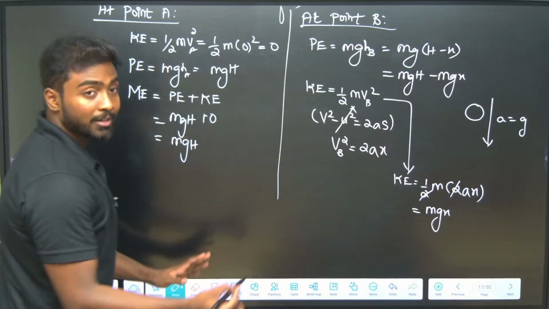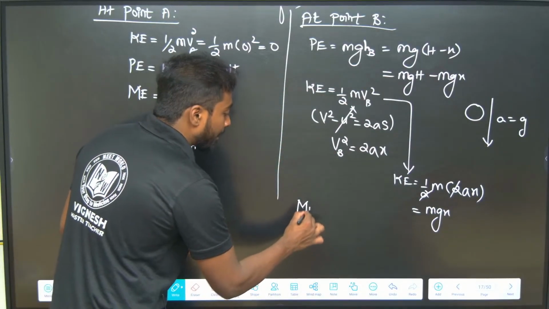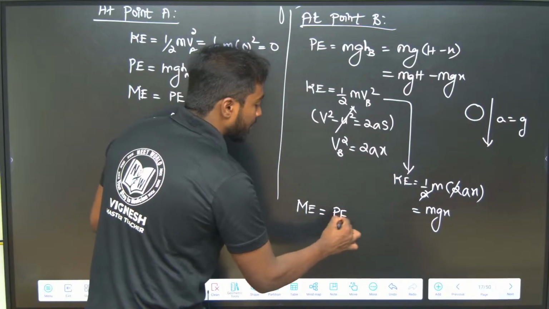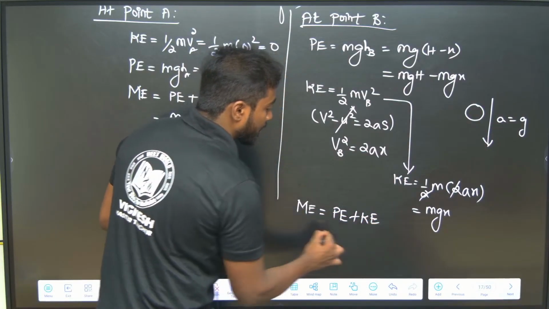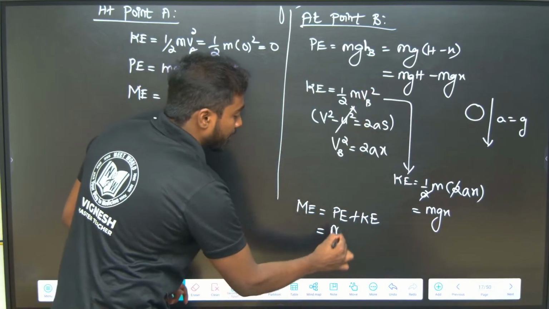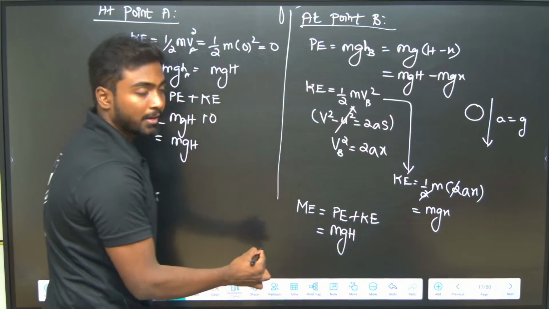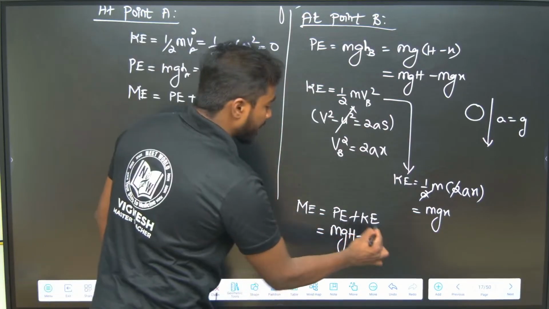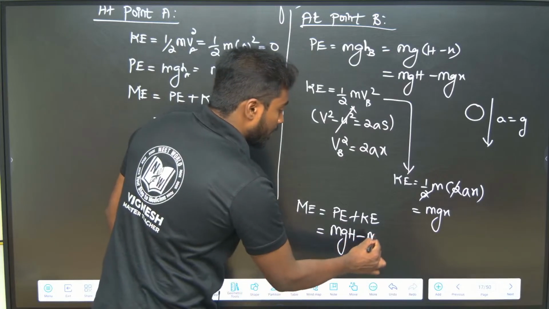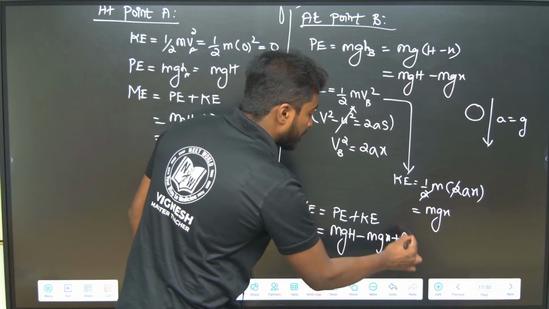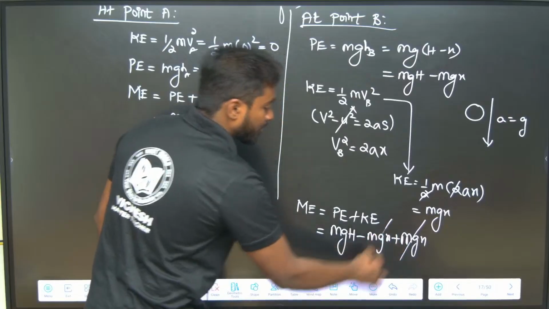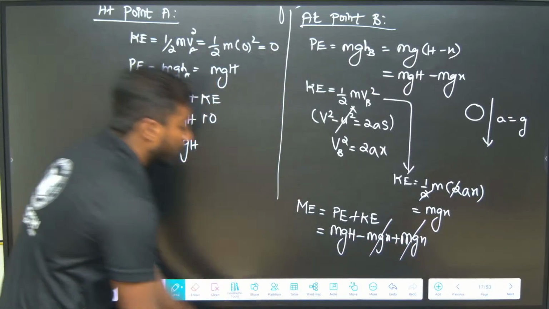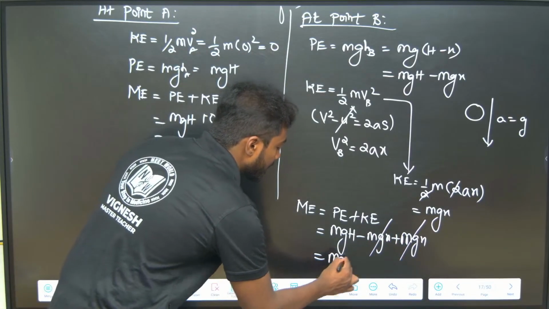Now, what is the total energy? That is mechanical energy. Mechanical energy is equal to potential energy plus kinetic energy. So, potential energy is mgh minus mgx, plus mgx. So, mgx minus mgx cancelled out. So, the final answer is mgh.